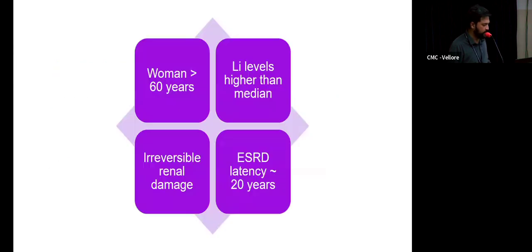It's mainly seen in women more than 60 years, with lithium levels more than median. As you know, it has a narrow therapeutic window. Anything more than 1.5, if I remember correctly, there is a classification of mild, moderate, severe. So it's very important to make sure that the patient's levels are normal, as the creatinine goes on increasing. It can cause irreversible renal damage. There is a huge latency to ESKD, which is approximately around 20 years.